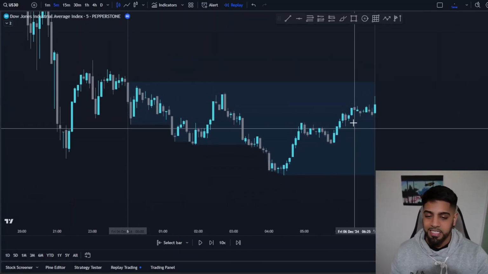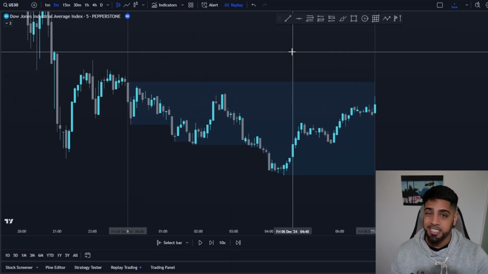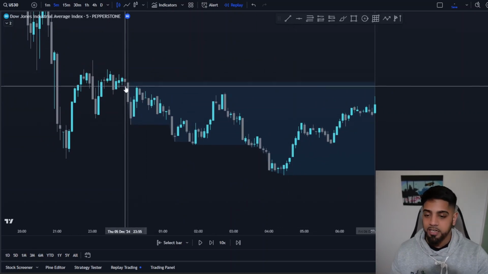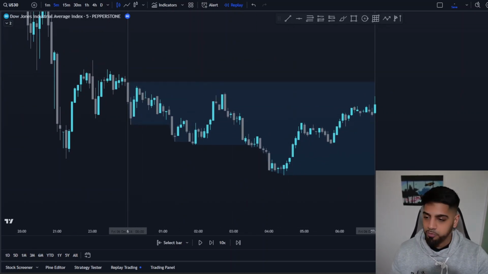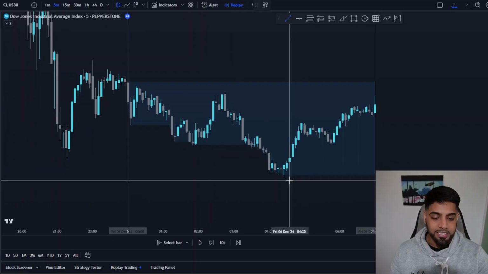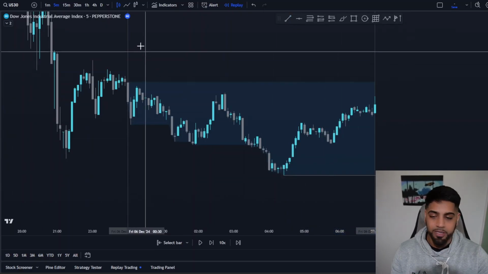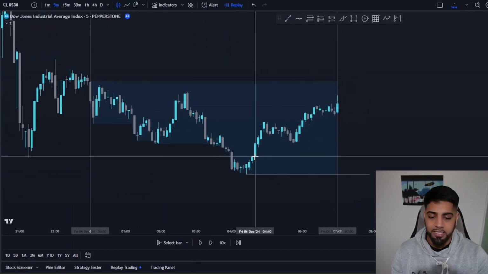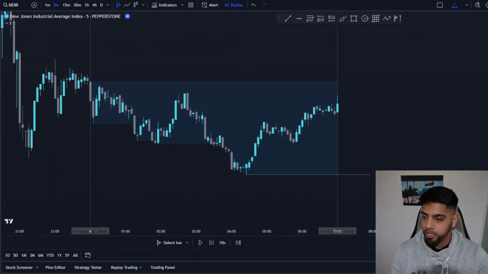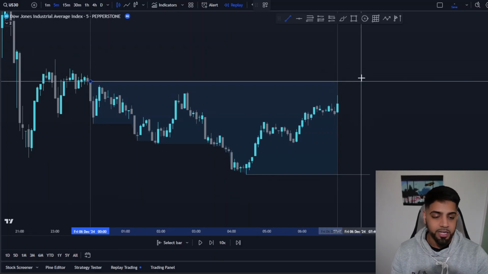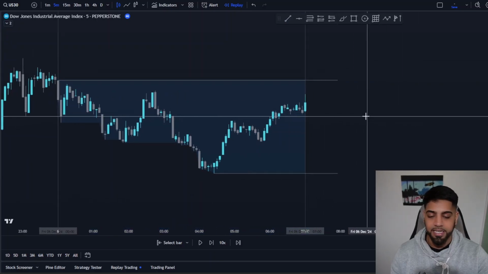But once we've identified our accumulation, which is step one of this entire process, we're going to mark out the highest point and the lowest point inside of the Asia session range. So anything that happens in between the times of midnight and 7 a.m. UK time, you're going to find the lowest point and you're going to find the highest point, and you're going to mark it out with this nice clean line.